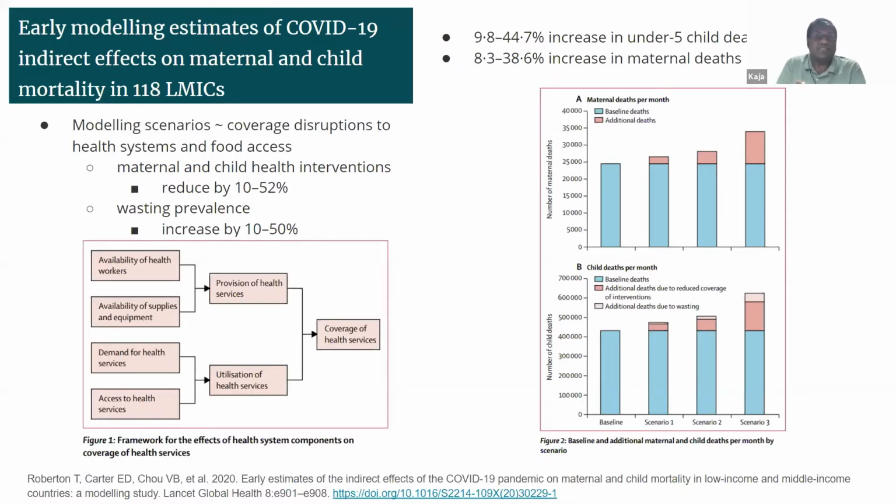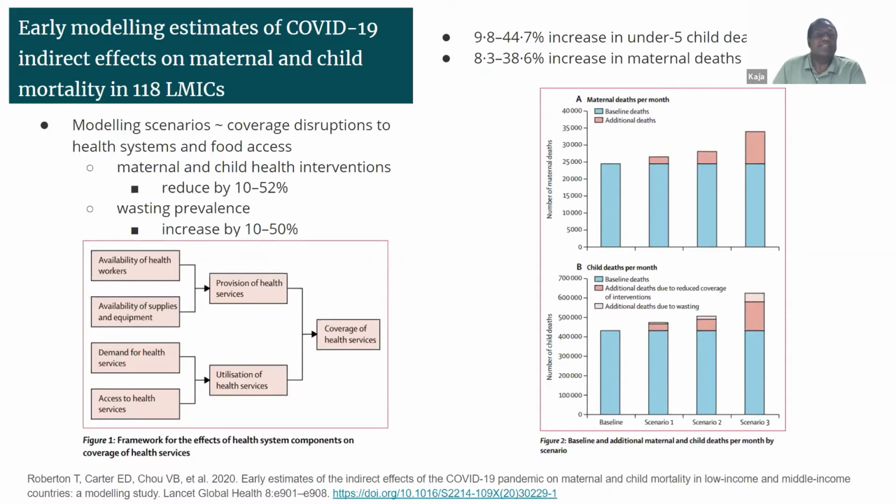Looking at different scenarios, from moderate to more severe, the initial estimates came up with almost a 10 to 40% increase in under-5 child deaths per month as long as these heavier restrictions are in place. With respect to maternal deaths, that could be anywhere from a 9 to 40% increase each month, as long as there are severe disruptions to maternal and child health interventions and the prevalence of wasting is increased. So these are the early modeling estimates, and they are quite alarming.